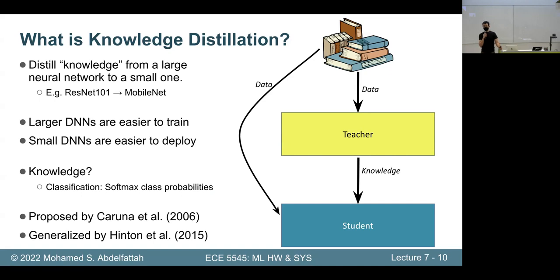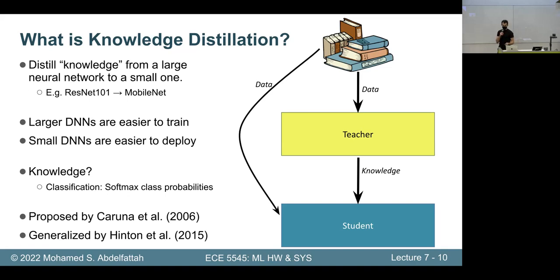And the key thing here is that larger neural networks are actually easier to train, whereas smaller neural networks are much harder to train, but easier to deploy, obviously, as we know. And so we want to train a large neural network, but deploy a small neural network. And knowledge distillation is one way to convey that training information, or training usefulness, to the small neural network.